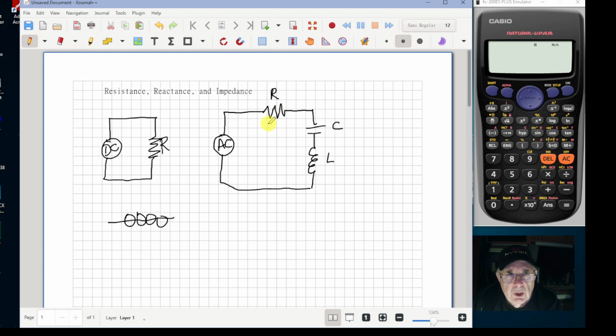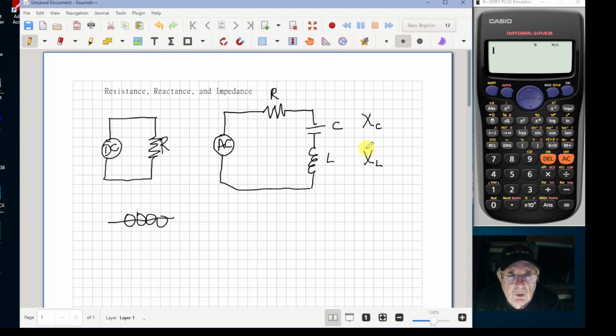Okay, so the opposition to flow of electrons in a circuit offered by a capacitor is reactance. Resistor still stays as resistance, and all three of these, by the way, are measured in ohms. That's the unit. But there's a difference between resistance, pure resistance, and reactance. Reactance uses the letter typically of X, and X sub C for capacitive reactance, and X sub L for inductive reactance.